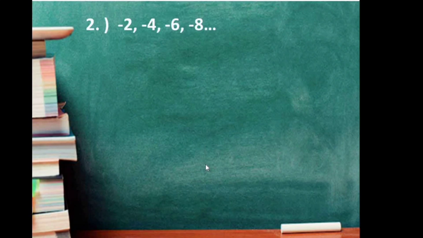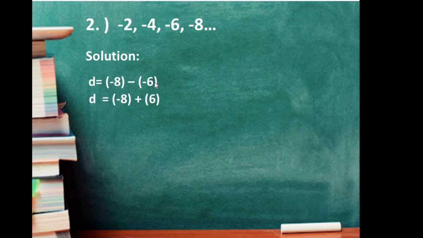We have negative 2, negative 4, negative 6, negative 8. What is the common difference? So, same, we have negative 8 minus negative 6. What we are going to do is, again, change the sign of the subtrahend to positive 6 and change the subtraction sign to addition. So we'll have now negative 8 plus 6.